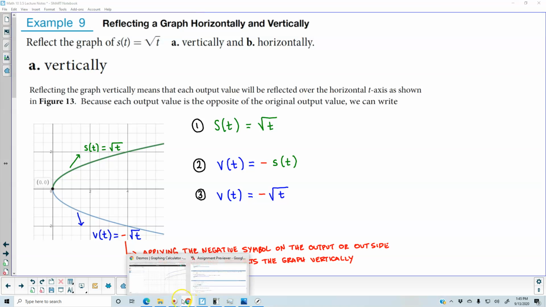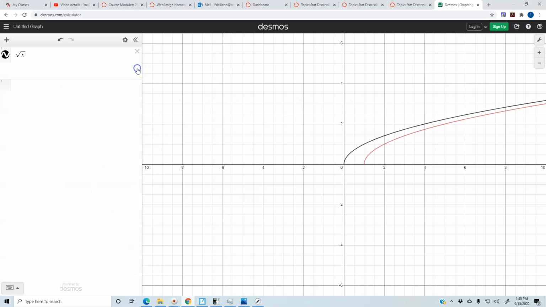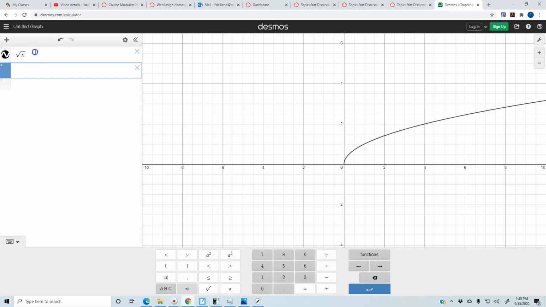Let's take a look at that on Desmos. Here we have the square root of x. Now, what we're going to do is add a negative and then put in the square root of x. And you can see here that it reflects it over the x-axis, about the x-axis. So that's why they say it's reflected vertically over the x-axis.